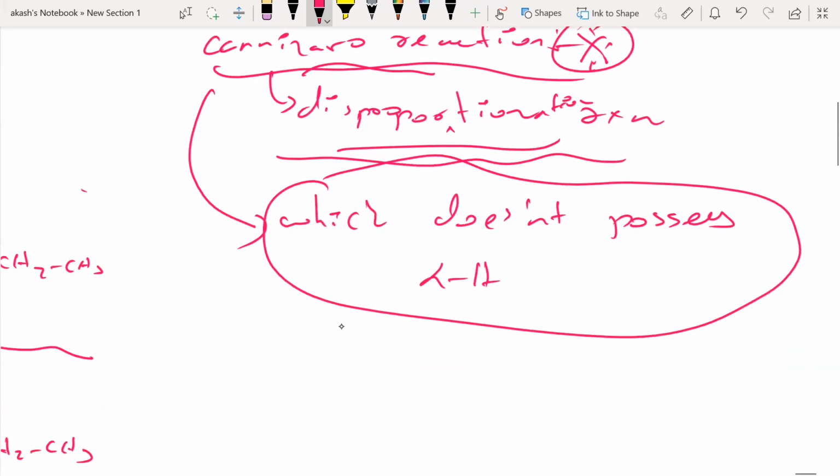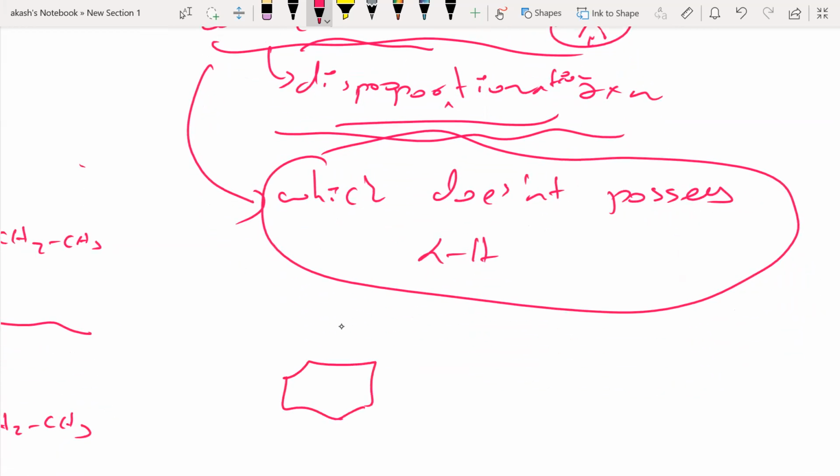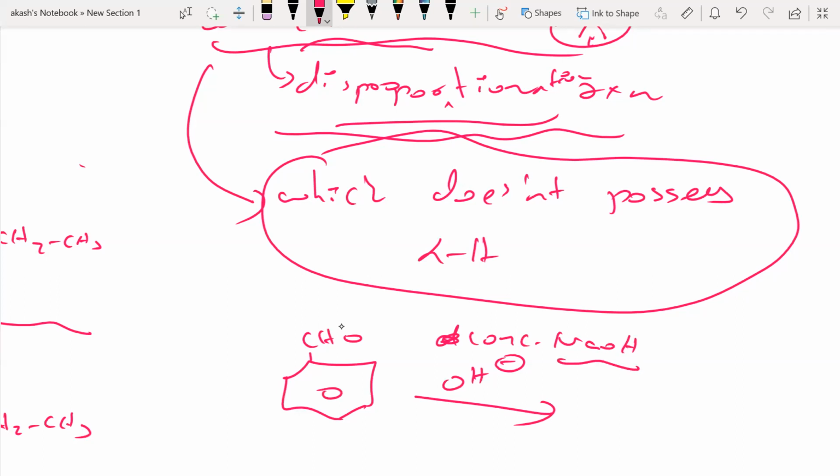So for example, if I take benzaldehyde, I know benzaldehyde doesn't have alpha hydrogen, right? So it can give your Cannizzaro reaction. Here also we just have to use a base. That is common, except that there you go for dilute NaOH, here you have to go for concentrated NaOH. That's the only difference, but NaOH is the reagent here. I told you that this is going to be a disproportionation reaction.